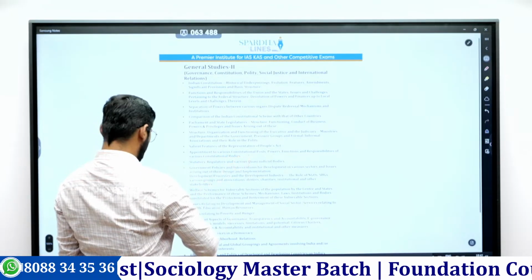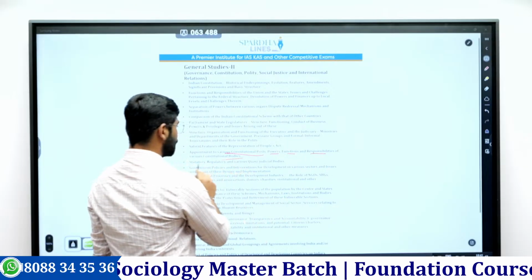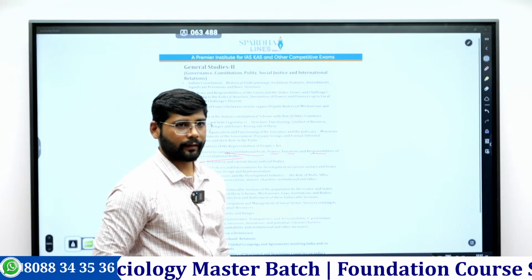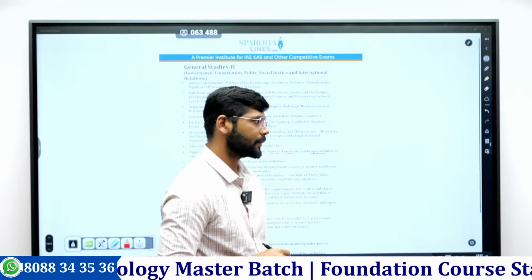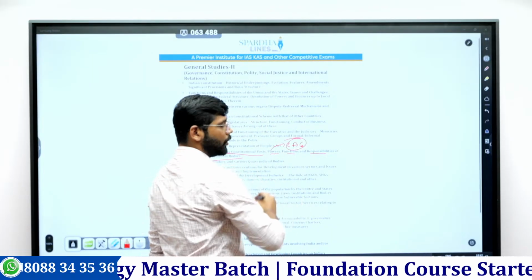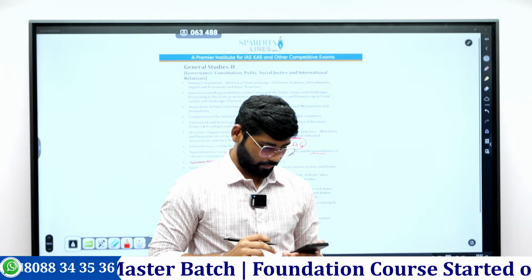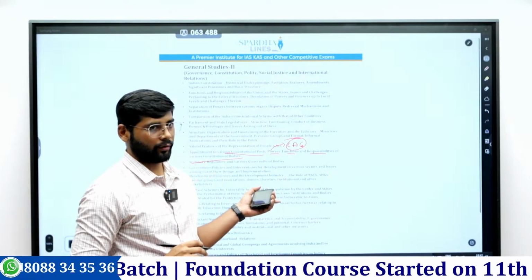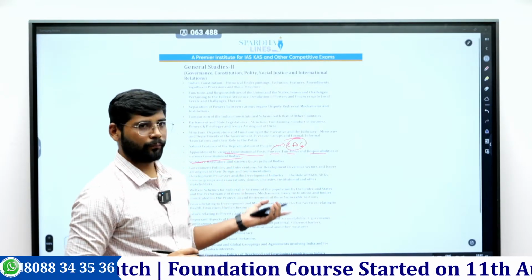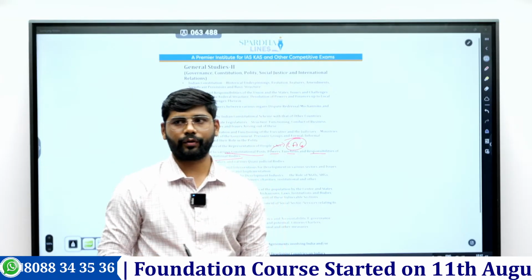Appointment to various constitutional posts; power, function and responsibility of various constitutional bodies. Now they asked about the Attorney General. Previously they asked about the CAG, the Comptroller and Auditor General of India. So the Attorney General is also a repeated question. In 2019 they asked a question on the Attorney General, and on the CAG also. 2 years back they asked a question on the CAG, and previously also.